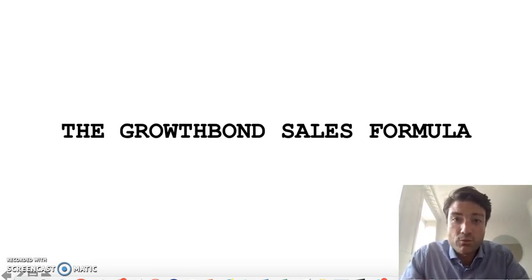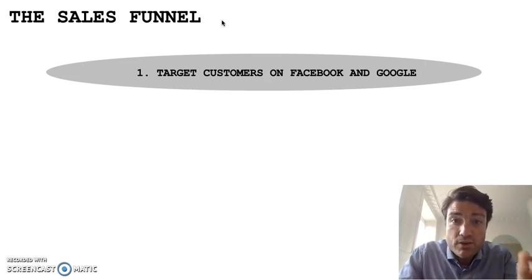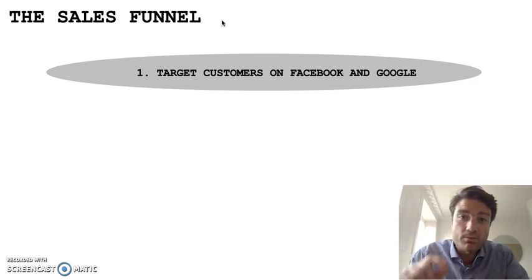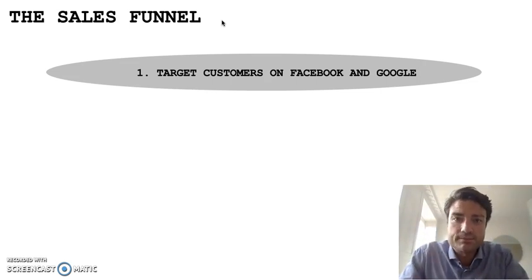So the first thing we focus on here in Growthbond is the overall sales funnel. So the first thing you need to focus on is exactly to target your customers on Facebook or Google. So the wonders of Facebook is that you're able to target the specific customers that you want very specifically. That being in terms of geography, in terms of their interest, in terms of their search results, in terms of what pages they're visiting. So that's the first step.